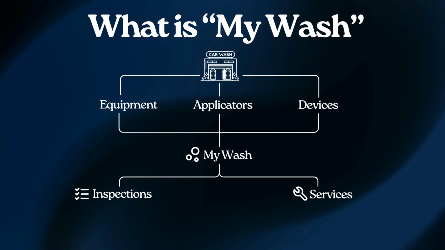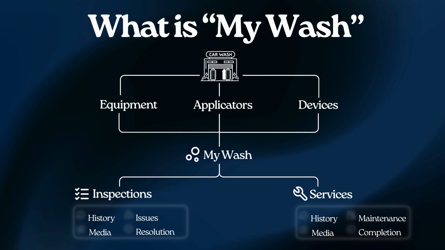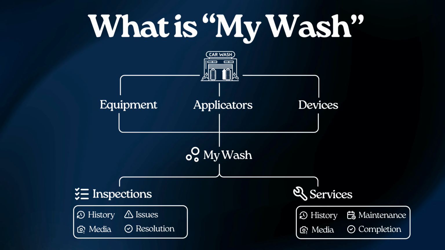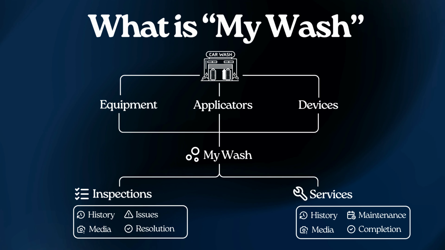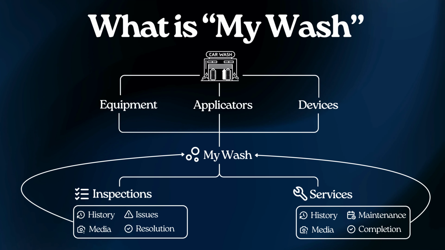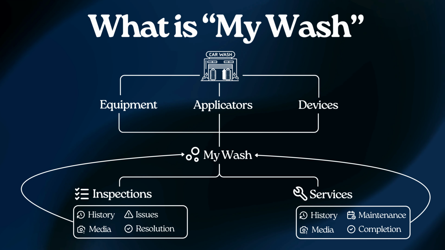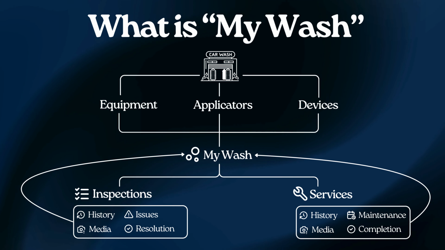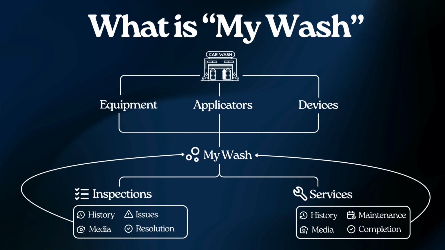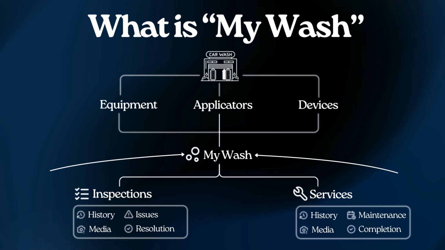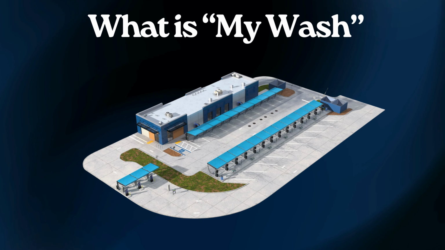While inspections and services are used for different purposes, all related history, including media, issues, maintenance, completion history, and updates, is stored directly within My Wash. This means you can keep a complete history of every asset at your wash in one convenient location. You can see what was done, when it happened, and who completed it, eliminating memory-based tracking and replacing it with accurate, real-time records.